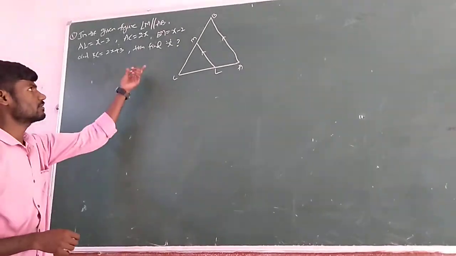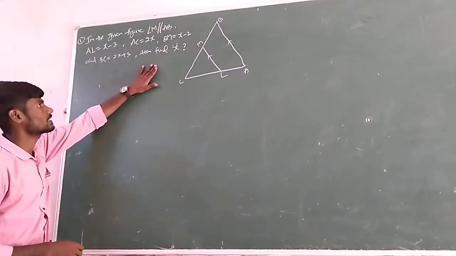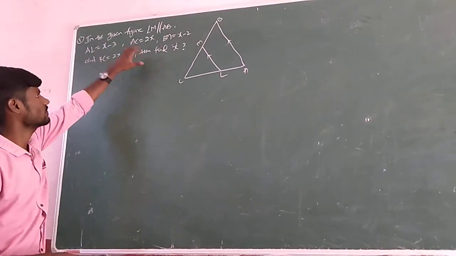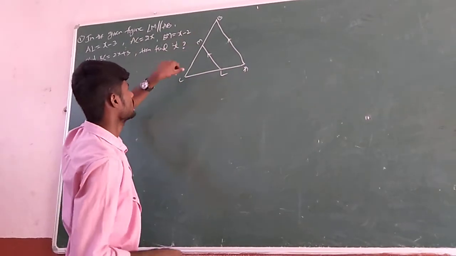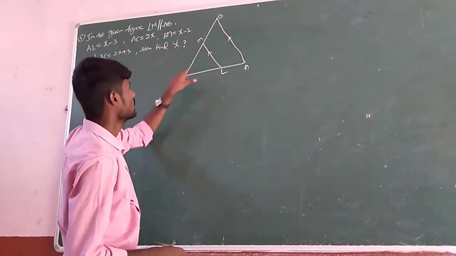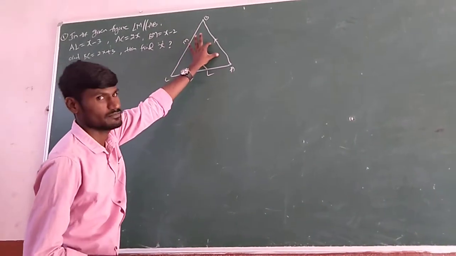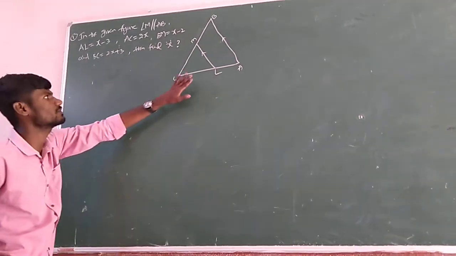Today's class is problems based upon Thales theorem. So what is that? Let us consider this problem. In the given figure, LM is parallel to AB. In triangle ABC, we are getting a line LM parallel to AB, which means a line parallel to a third side. If we consider these three sides, a line parallel to a third side, that's why it is based upon Thales theorem.